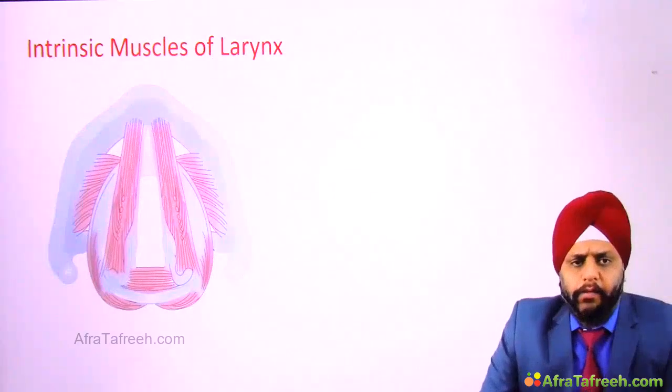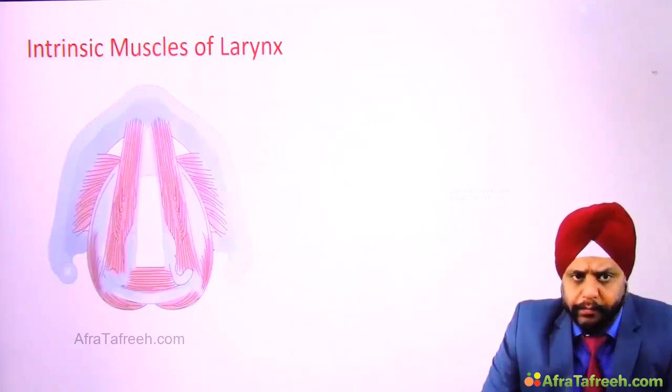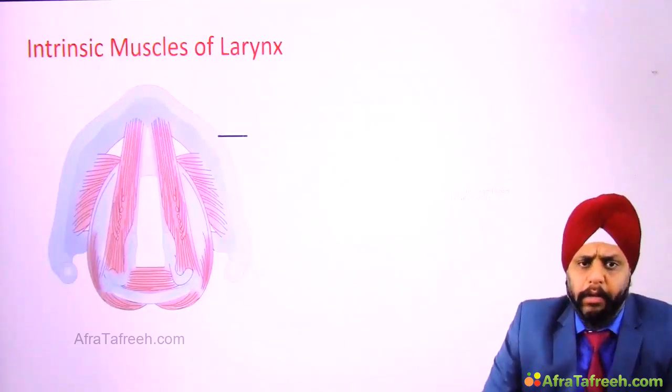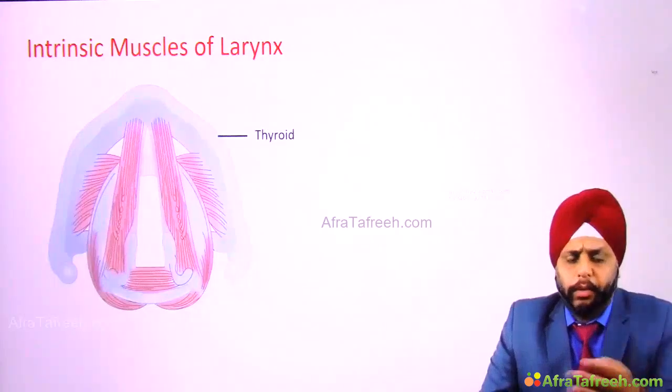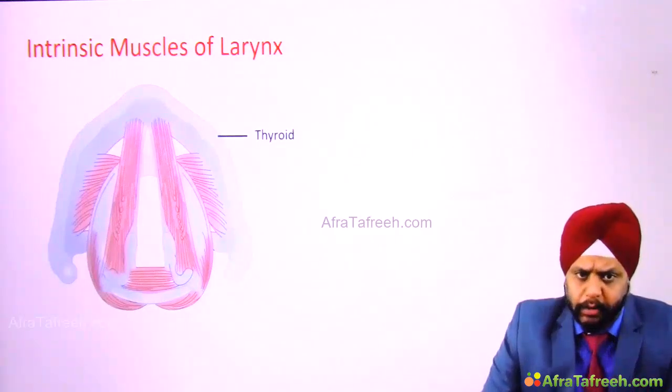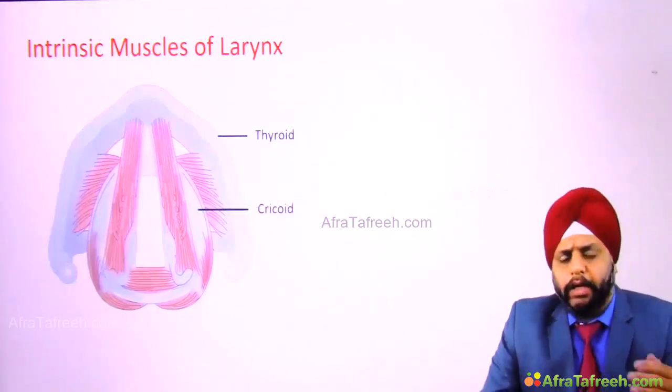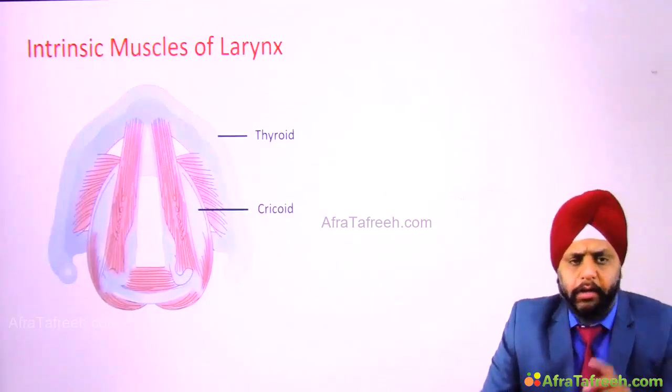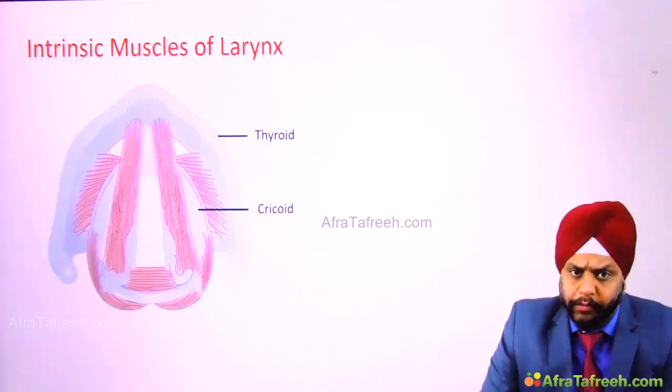Now this diagram is to demonstrate all the intrinsic muscles of the larynx. What can we see in this diagram? This is an axial cross section. We can see the thyroid cartilage. Below the thyroid cartilage, we have the cricoid cartilage, a complete ring that is also visible to us.